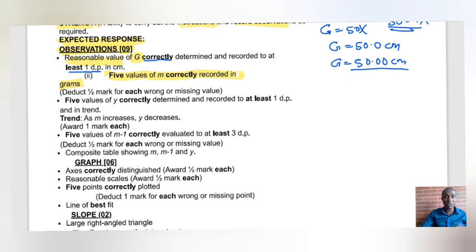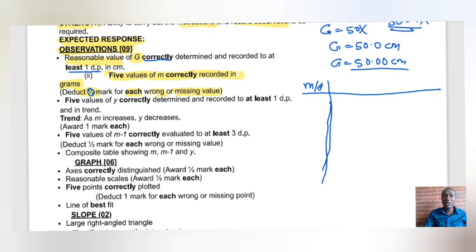So in this table, though I have not performed them, I know that I'm going to have M in grams. The unit must be stated like this. So this is one parameter that must be there. You get that now. Then look at the way you're going to lose marks. Deduct half mark for each wrong or missing value. So if you do not put the mass correctly, you are going to miss half a mark each. So you must put those values there, because it was stated in the question.